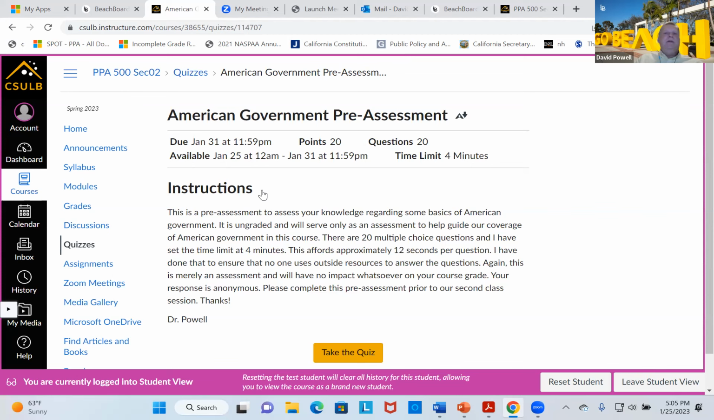It allows me to see how much you remember about American and California government coming into the class to help me better shape the information that we're going to cover next week and the week after that on American government. So if you can please do this between now and next Tuesday, the 31st, just so I can have that assessment. It goes by very quickly.